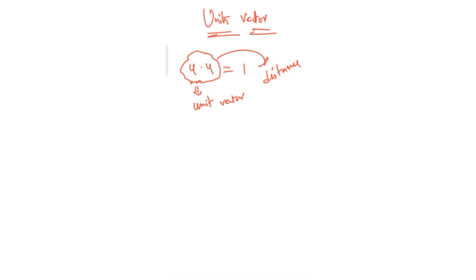Don't misunderstand me. The dot product of a vector with itself gives the distance of that vector, or the magnitude of that vector. So if this is equal to 1, then the distance of that vector is 1, and if the distance of that vector is 1, that's nothing but the unit vector.